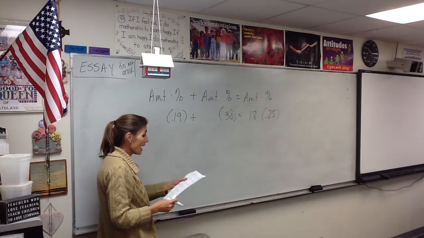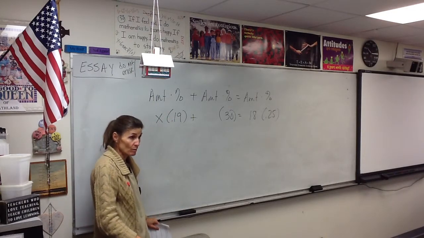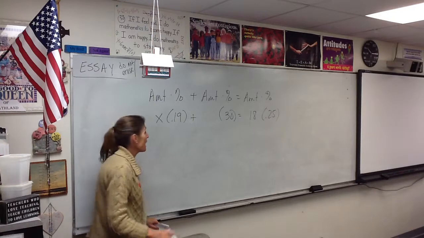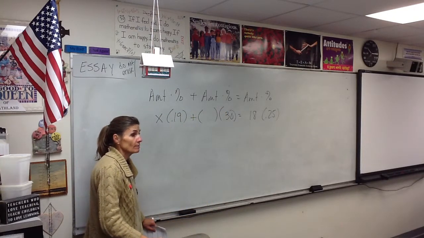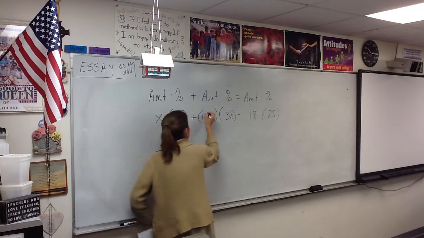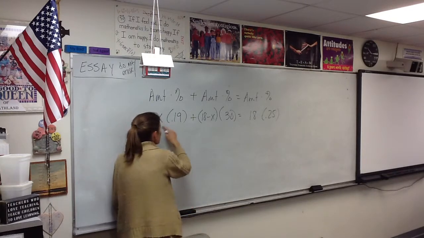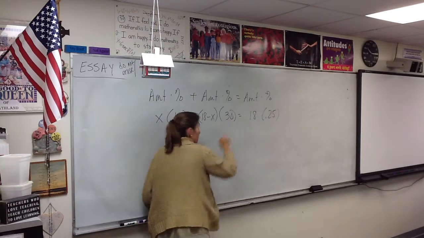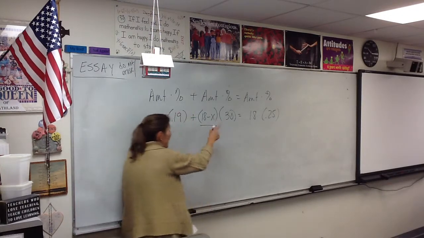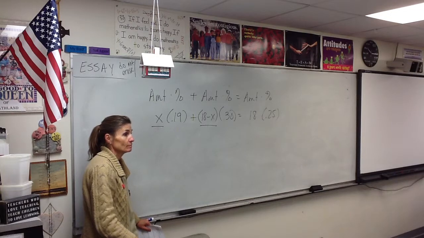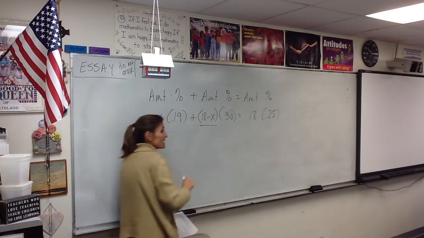So I want to know how much 19%. So I'm going to put the X there. Would you agree with that? Now, this is tricky. What goes there? 18 minus X. Very good, Brooke. Here's the deal, folks. You know these two added together have to be 18, don't they? This plus this has to be 18. So if this is X, this is going to be 18 minus x.